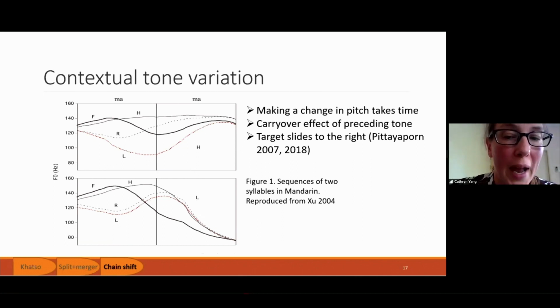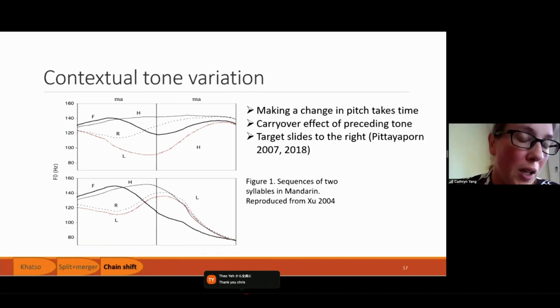Okay, so look at what happens now to the low tone. When it follows a high or a rising tone, the onset is considerably higher. So it's no longer a low tone, it's more like a mid-falling or even a high-falling tone. So to sum up, because it takes time to make a change in pitch, there are a lot of contexts in which a high tone is going to be realized with a rising F0 trajectory, and a low tone is going to be realized with a falling F0 trajectory.